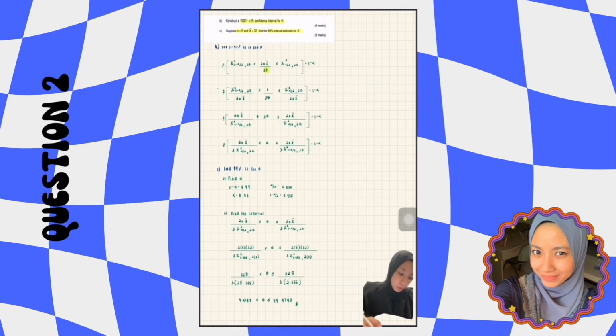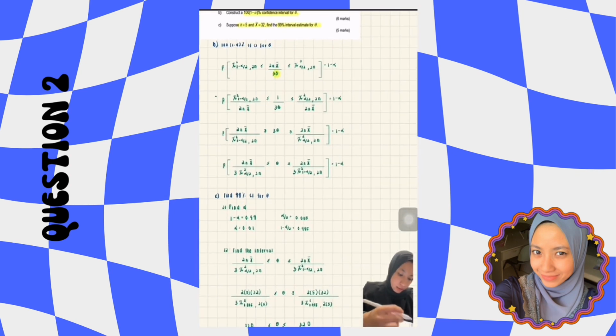For question 2b, we have to find the 100(1 minus alpha)% confidence interval for theta. Okay, for this question, we have to find theta and we have to use the chi-squared distribution. For this, we have to use the y distribution that we have in A, and then transfer n x bar to the left and right side. So we will get 1 over 3 theta, and then we have to put 3 theta above, and the last answer we will get this.